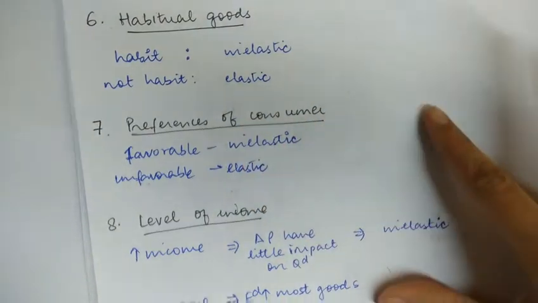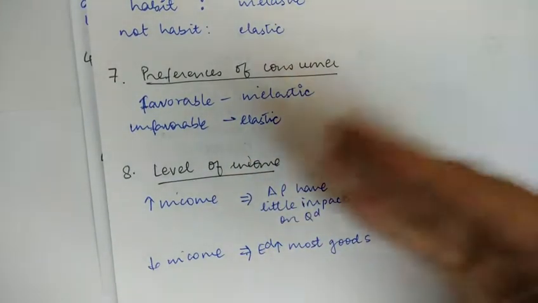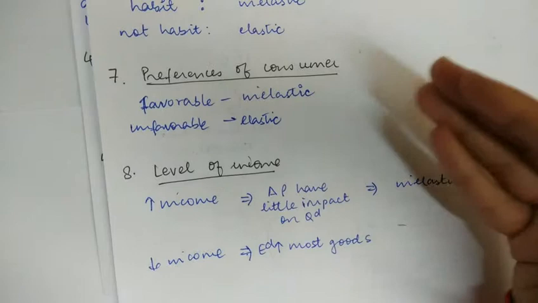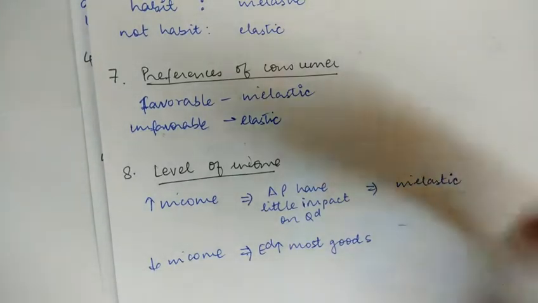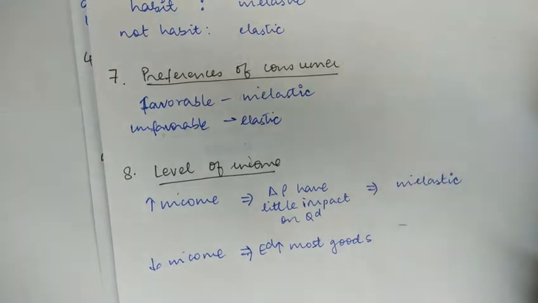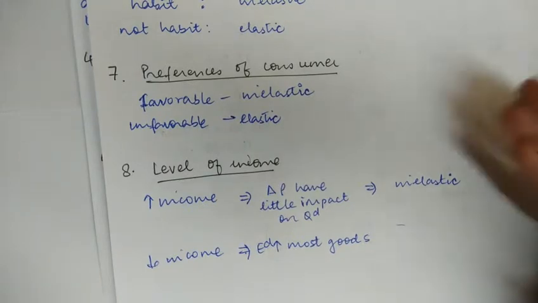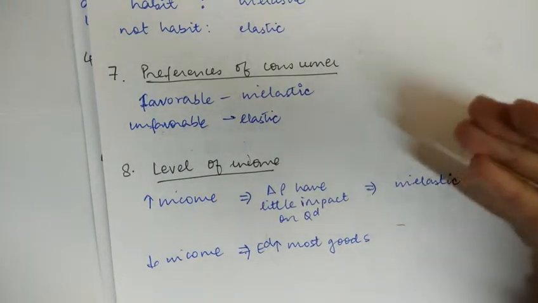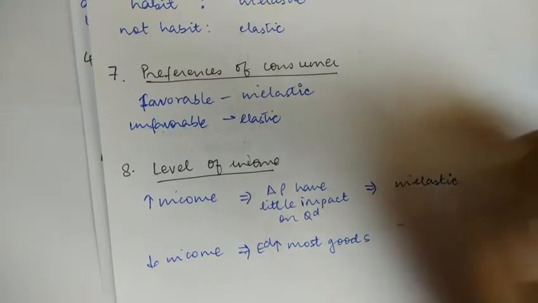Now let us take the 7th, which is the preferences of the consumer. If you have developed a positive taste towards a particular commodity, say tea or coffee, then the demand for it will be inelastic because you have a favorable preference for that commodity. If you have unfavorable preferences, such that you are indifferent or you will be okay if you don't consume that commodity, then the demand for that particular commodity will be elastic.